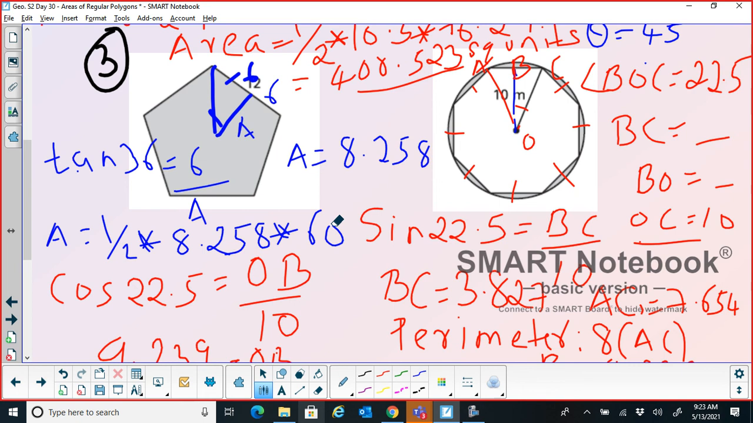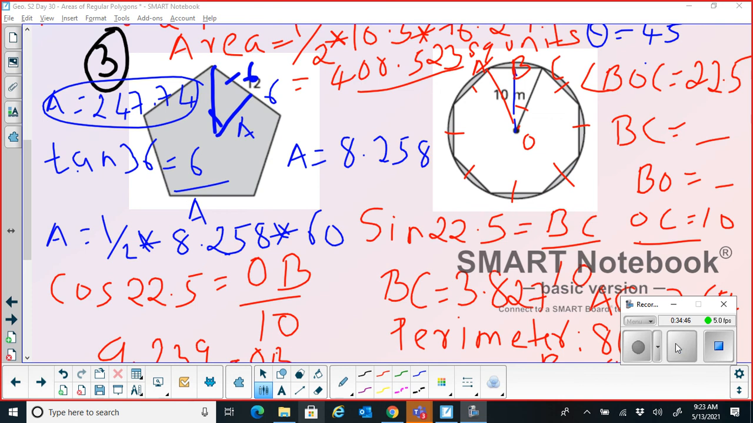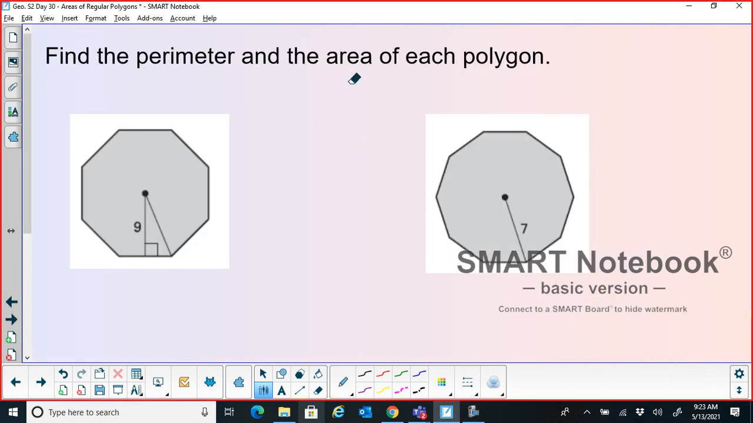So I get area here as 247.74. Okay, I hope this is clear. If you have any questions, please feel free to unmute. Initially it might take you a little time to work this, but once you get used to it, you just have to do a couple of steps. Okay, let's move to the next slide.